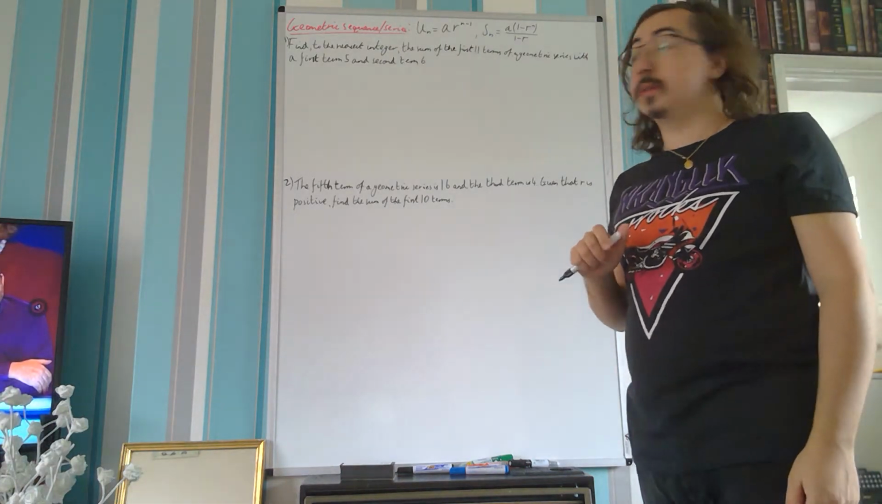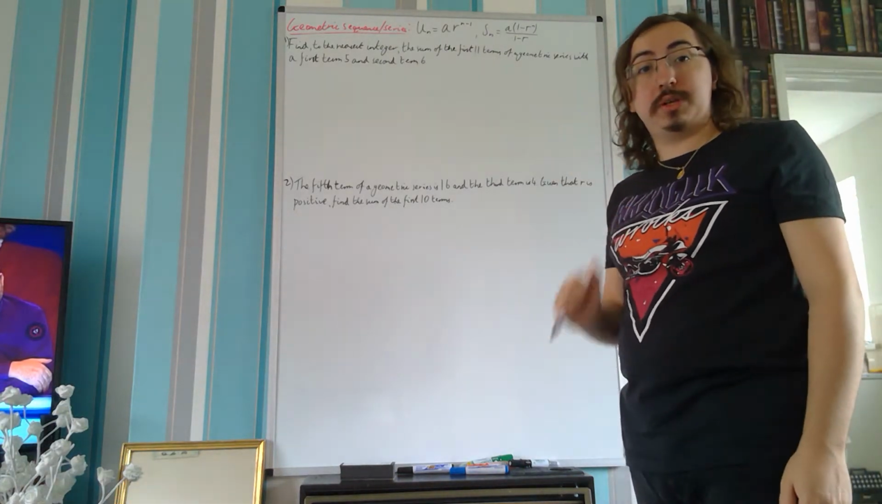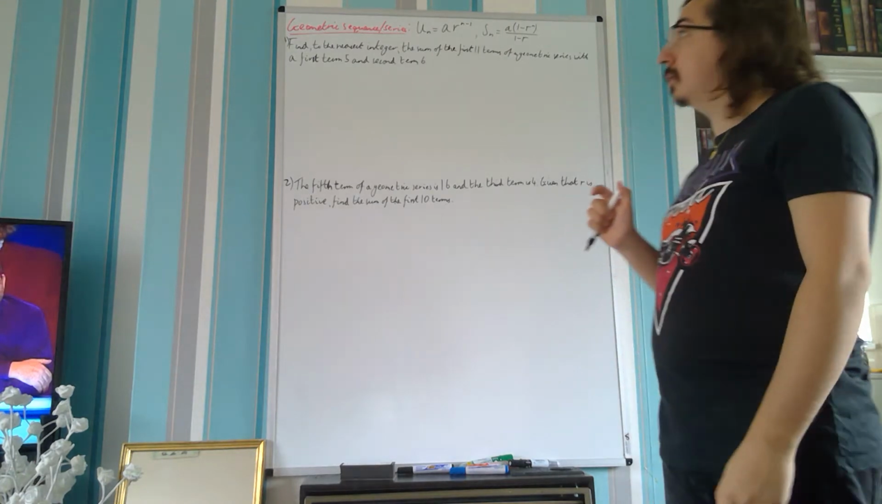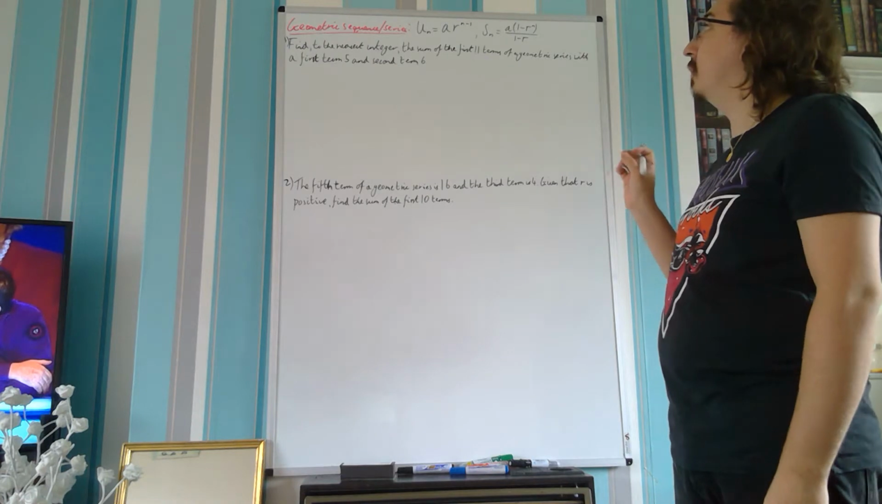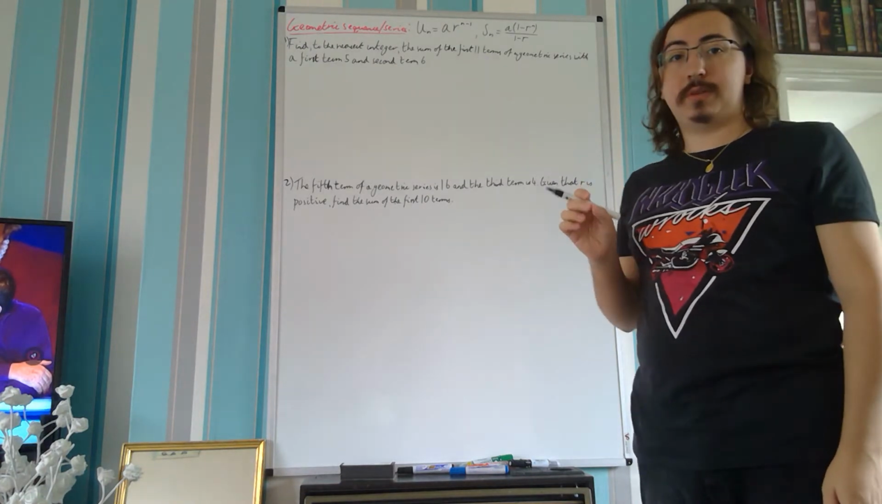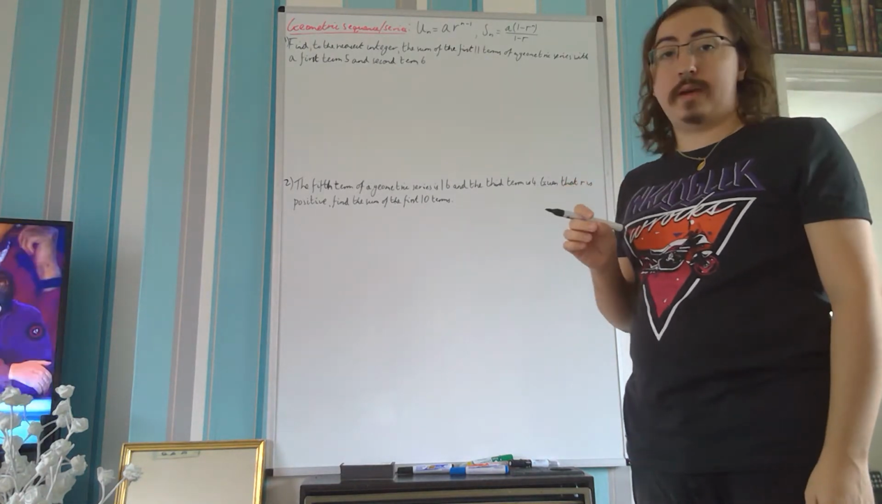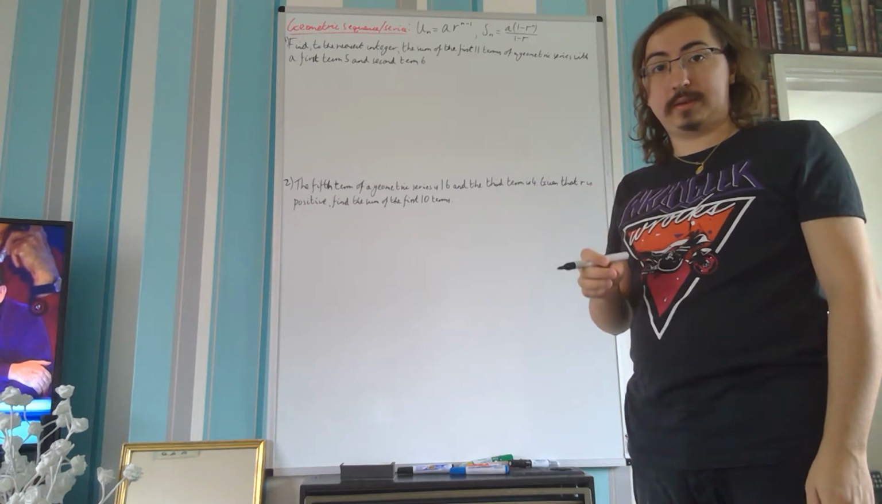In this video we're going to look at two problems using geometric series. The first problem says, find to the nearest integer the sum of the first 11 terms of a geometric series with a first term 5 and a second term 6.